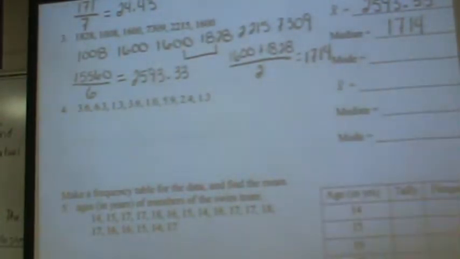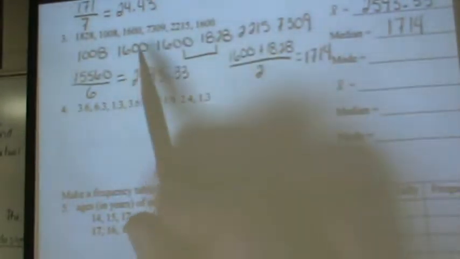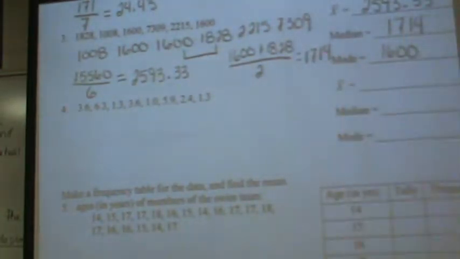And then we need to find the mode, the number that occurs most often in our set. And 1600 occurs twice. So our mode is 1600.